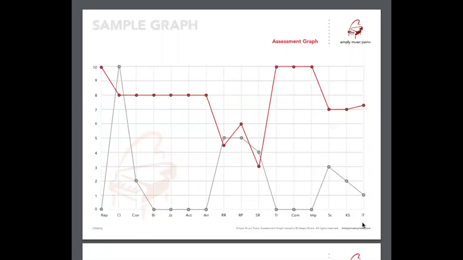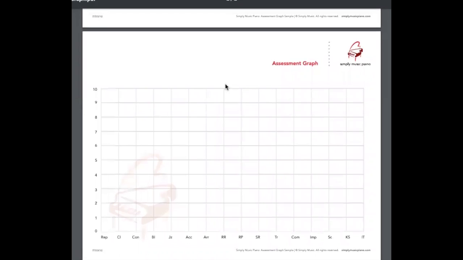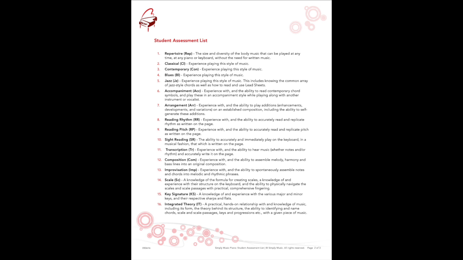And we're going to go back to that list here, and then we'll come back again here to the graph. And then here's a blank graph if you wanted to use this with a particular person. But let's just go back here to this assessment list. And this is a nice explanation of what he means by all of those categories. So the repertoire, how many pieces can the student play at any given time without the need for written music?